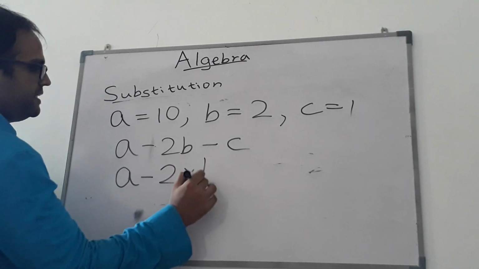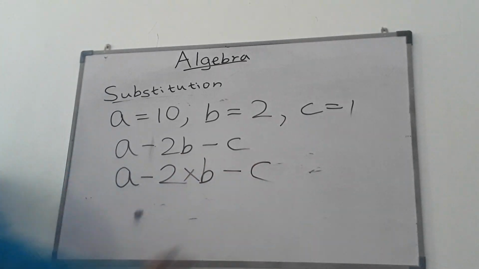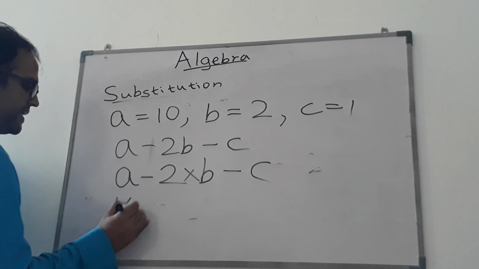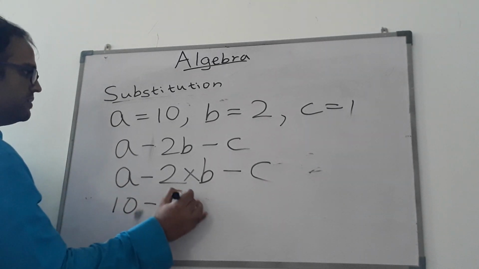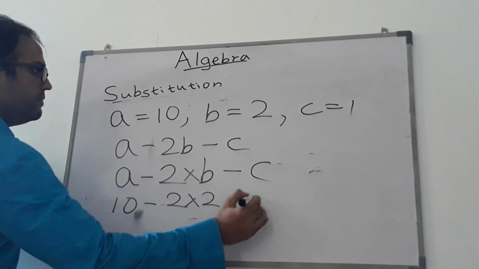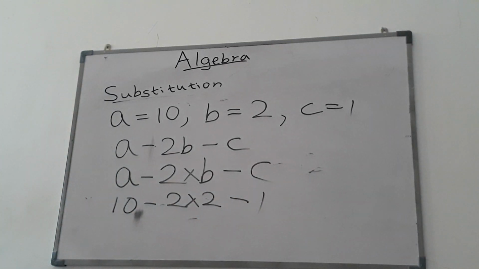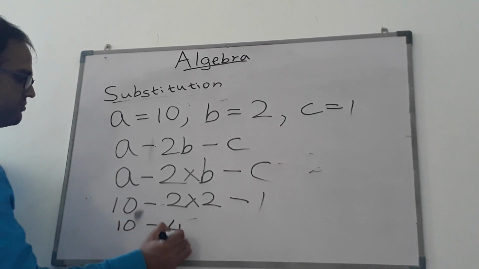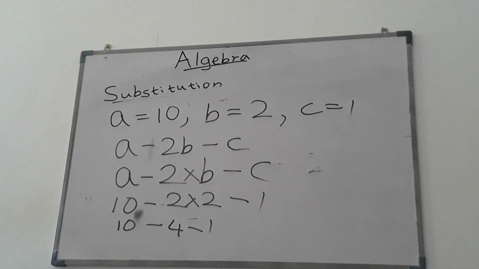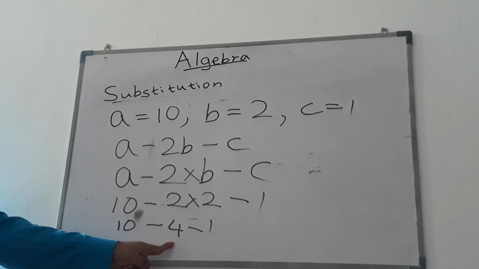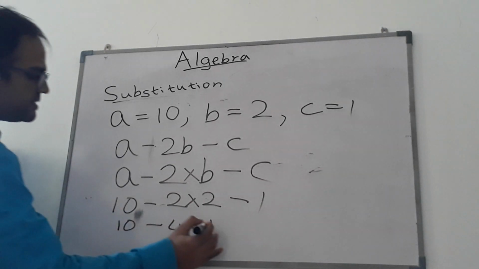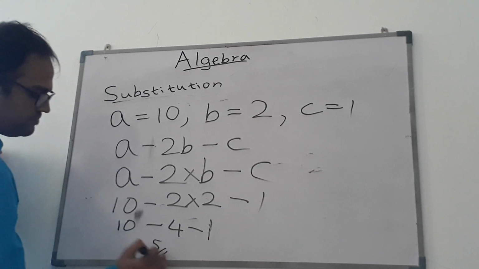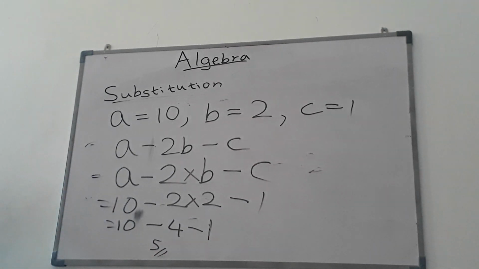A minus 2 times B minus C. Now I am going to substitute values. A means 10, minus 2 times 2, minus 1. So here it is 10 minus 4 minus 1. 10 minus 4 means 6. 6 minus 1 means 5. So 5 is the answer.